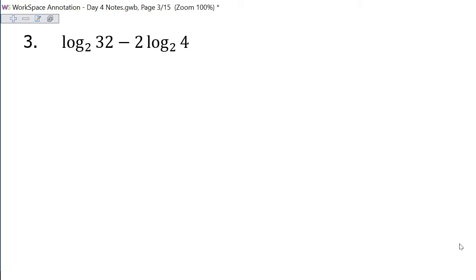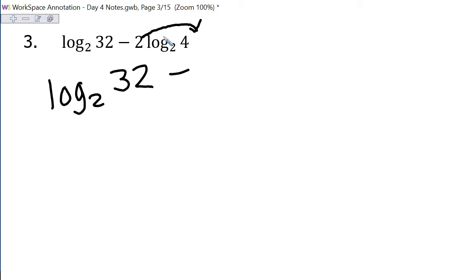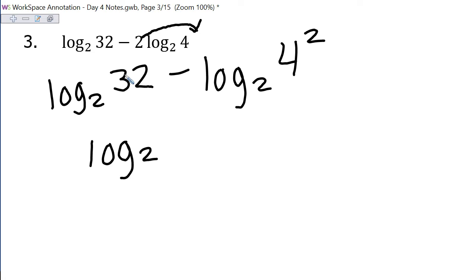Now this one, I'm going to break it up into 2 parts. First, I see the subtraction, but I also see this 2. If you see a number in front of the log, you need to use the power property. So the 2 out front, put it back in the exponent position. I'm going to rewrite this as log base 2 of 32 minus log base 2 of 4 squared. I can simplify that, right? Yeah, I'll wait just a second to simplify that, though. Now if I see subtraction, what do I change that to? Division. So this would be log base 2 of 32 divided by 4 squared.